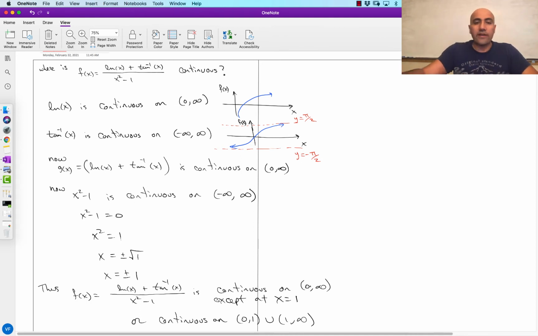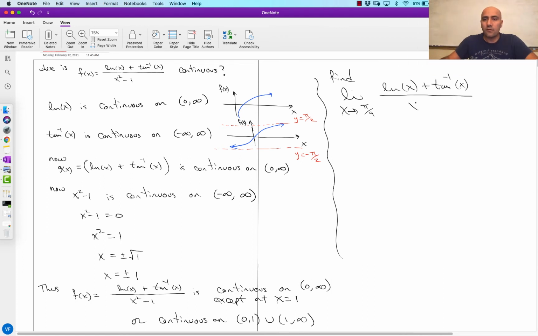Okay, now what if then a second part to this question, they might ask us find the limit as x approaches pi over 9 of this function. At first, that might seem like a really difficult question. What? x approaches pi over 9 of this crazy thing. What do we do? All right, well, luckily, we've already done this work.